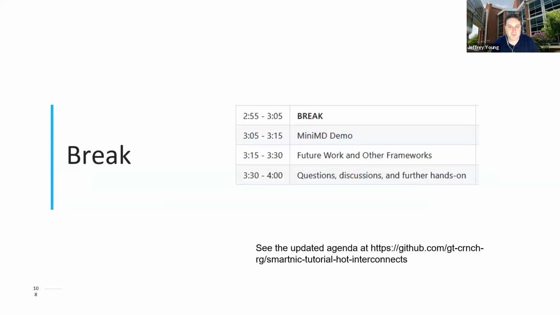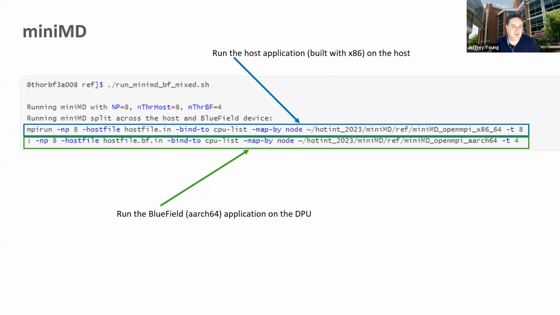Okay, so we're going to jump over the break since we broke, and we'll do a little bit of a demo. We'll probably come back to this at the end. But one thing that I want to note is that this is kind of weird when you look at the other example that we had. In this case, we took MiniMD and compiled two different versions of it. We have an x86 version and an ARM based version.